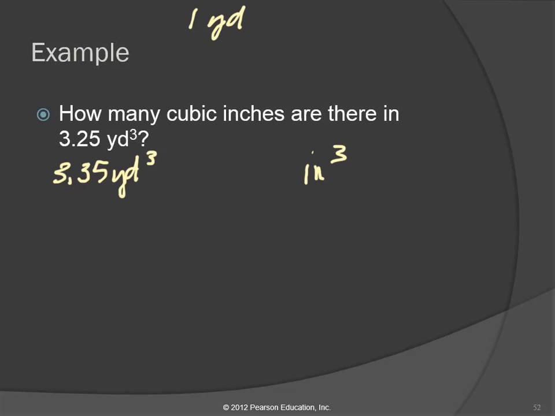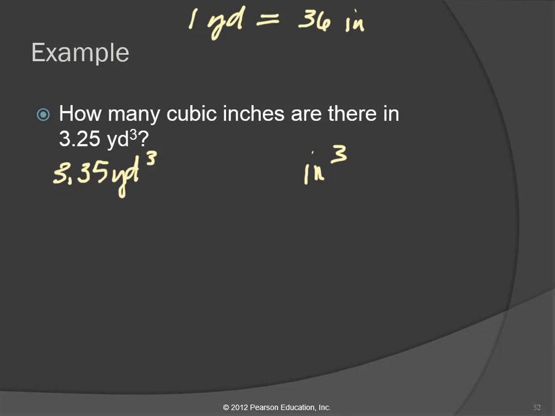Or we can do this in 2 steps. Just 1 step. Please, just 1 step. 1 yard is how many inches? 36. There's 3 feet in a yard and 12 inches in a foot. And so 3 times 12 is 36.